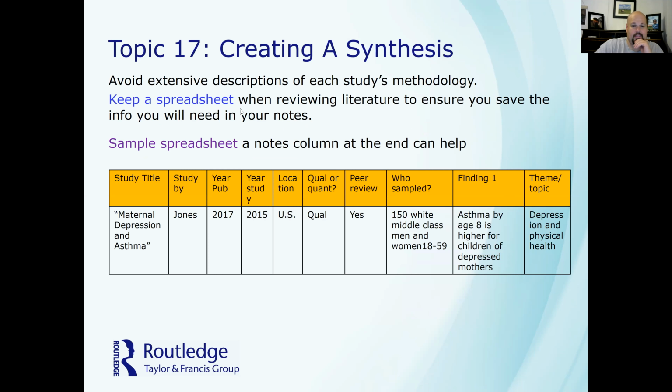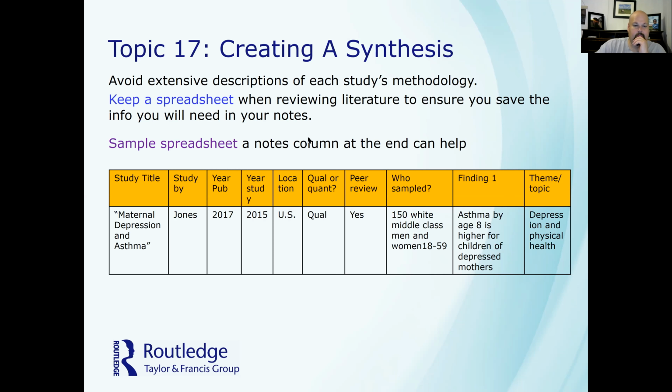You want to avoid excessive descriptions of each study's methodology. You might want to keep a spreadsheet when reviewing the literature to ensure that you're saving all the information that you need. The reason you want to avoid extensive descriptions is, if they want to know, they can go look it up, right? You can refer to it without detailing it, unless it's something that's really relevant to your study and you're using that piece of literature specifically to tie in with your methodology. So if you're using some new technique and there's a research study that studied that technique, then you may want to include the methodology behind that, because that is a large part of what your study is doing.